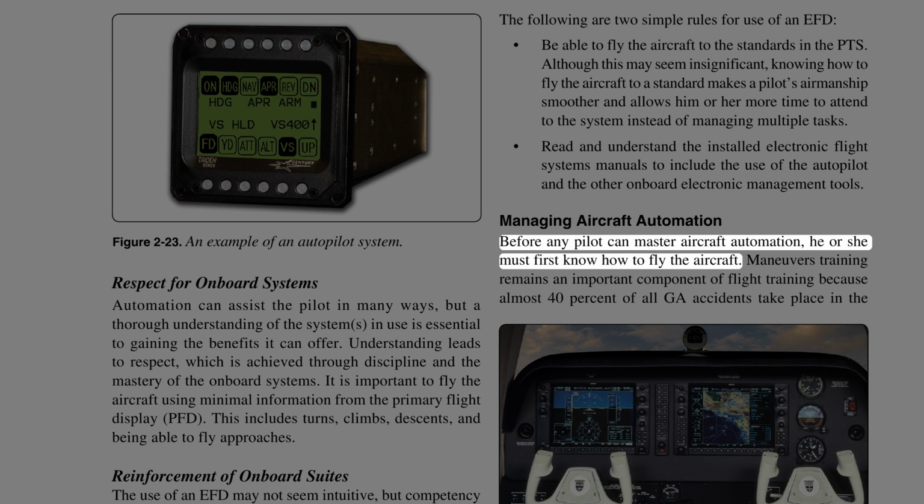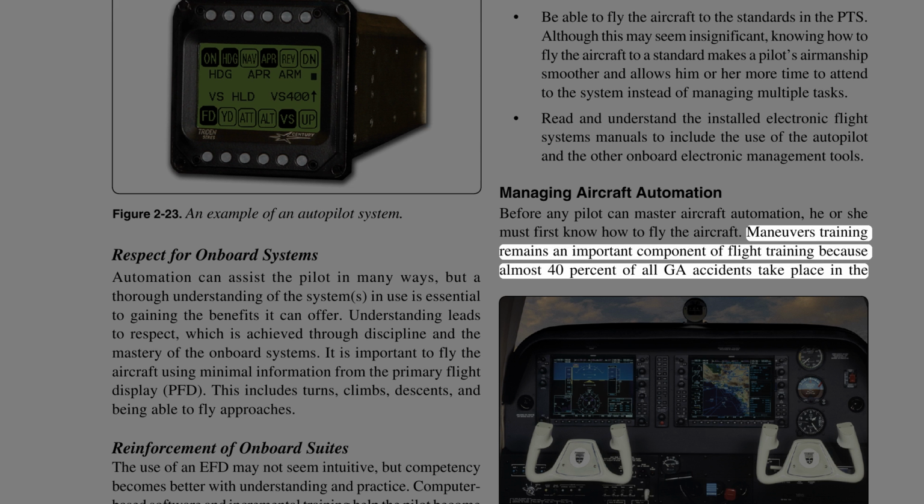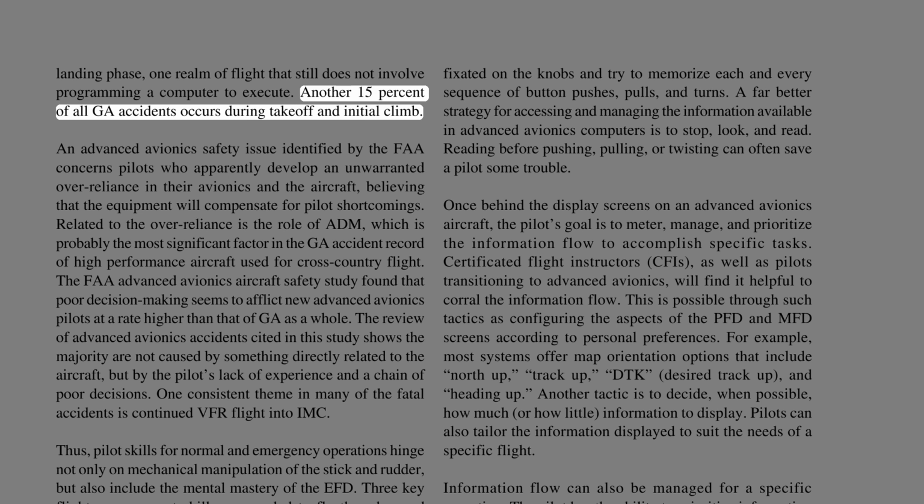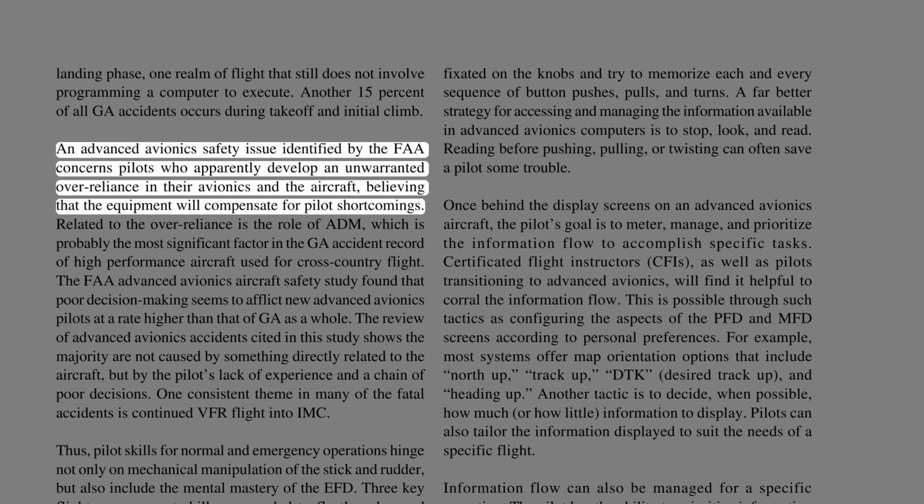Before any pilot can master aircraft automation, he or she must first know how to fly the aircraft. Maneuvers training remains an important component of flight training because almost 40% of all GA accidents take place in the landing phase, one realm of flight that still does not involve programming a computer to execute. Another 15% of all GA accidents occurs during takeoff and initial climb. An advanced avionics safety issue identified by the FAA concerns pilots who apparently develop an unwarranted over-reliance in their avionics and the aircraft, believing that the equipment will compensate for pilot shortcomings.